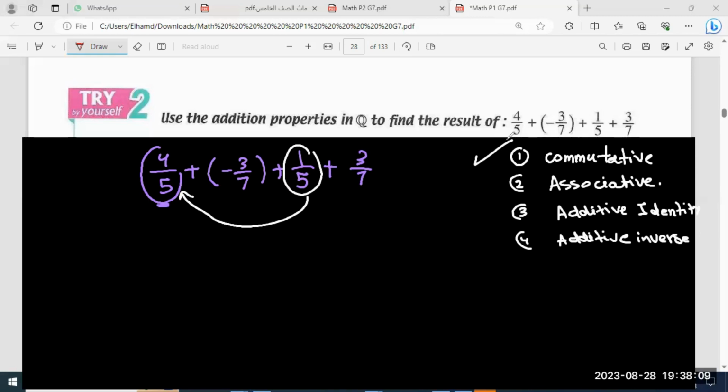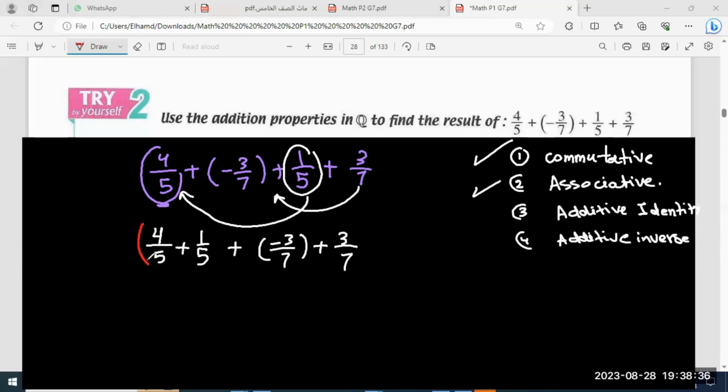So I will write 4 over 5 as it is and bring 1 over 5 next to it. And this is the commutative property. The same I will do with 3 over 7: the negative 3 over 7, and bring 3 over 7 next to it. Okay? Now I can use the associative property to make the first 2 rational numbers in the same group and the second 2 rational numbers in the same group.